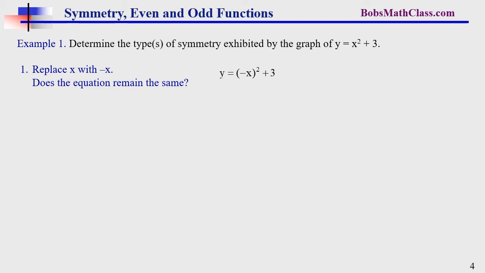Now we have negative x squared. What happens when you square a negative? You lose the negative, so that becomes y equals x squared plus 3. Is that the same equation that we started with? It is. So that means it's symmetric with respect to the y-axis.